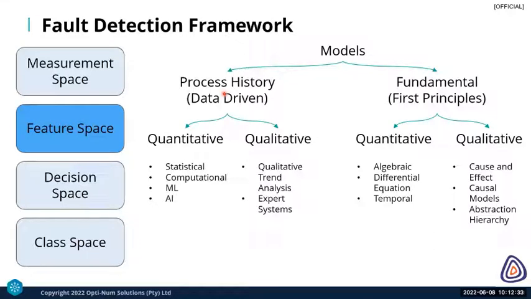So this gives you a brief overview of the different major classes of models. Again, process history is data-driven, and the fundamental models are first principles. These can be further split out into quantitative and qualitative types of models. Under first principles, quantitative models are usually represented in terms of mathematical equations, such as algebraic, differential, or time-based equations. There are also qualitative first principles models, and these include cause and effect models as well as causal models. Under the process history or data-driven class, we have quantitative as well as qualitative again. The quantitative speaks to statistical and computational models, which may include machine learning and artificial intelligence. And again, a good example of qualitative models is expert systems.